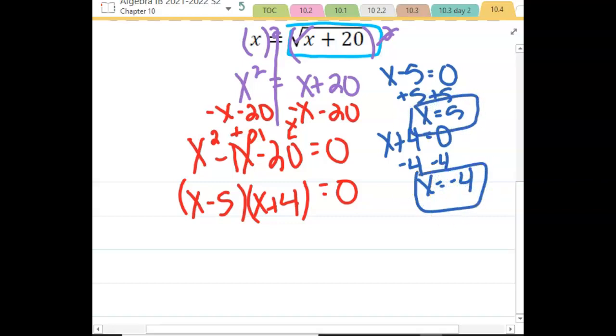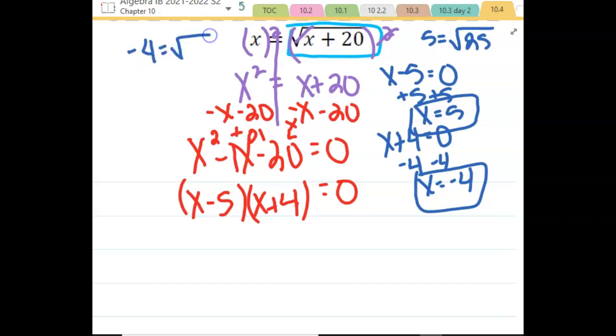Here's the thing. You have to, absolutely every single time, check your answers, because these may not both be solutions. So if I plug in 5, and once again, it can be just kind of mentally, you don't have to completely show all of your work, I'm going to get 5 equals the square root of, plugging in 5 plus 20 is 25. 5 equals square root of 25? Yes, great.